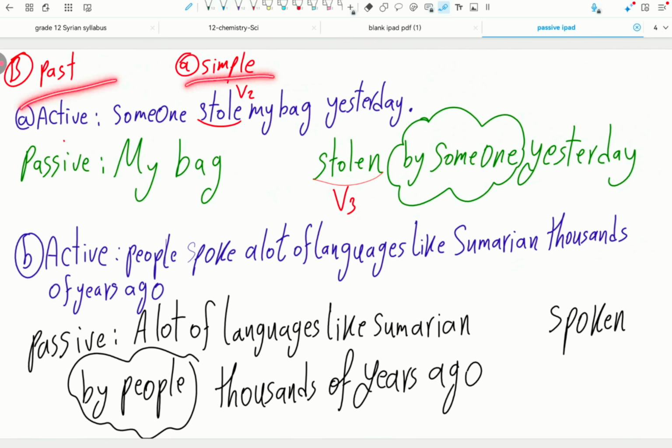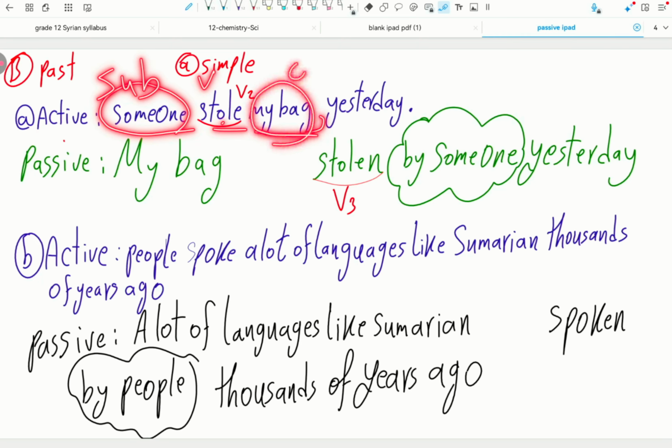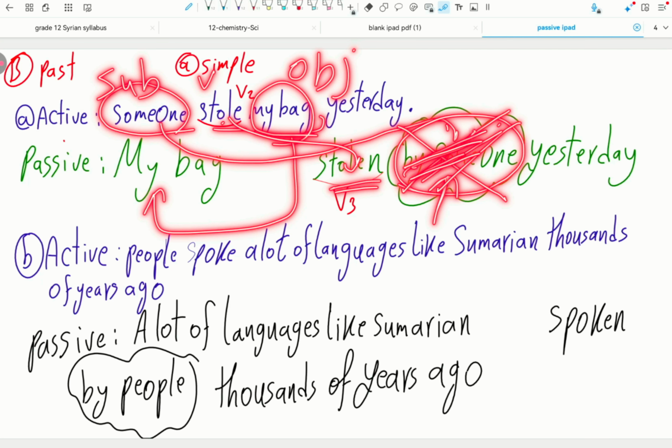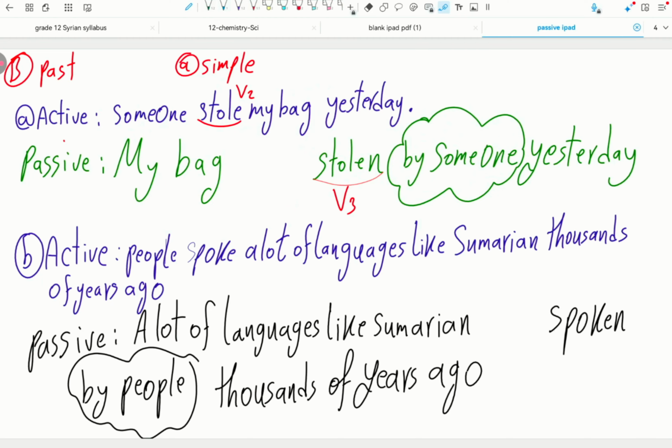Here we have the past simple. As you remember my friends, the principle is the same. All the steps will be the same. We have: someone stole my bag. So someone is the subject, stole is the verb, my bag is the object. I bring the object to the beginning of the sentence. I take the subject, I put it after the verb 3, and I add by. And if I don't want to use it, it's okay. If I don't want to say it, I delete it from the sentence. If I want to use it, it's okay also.